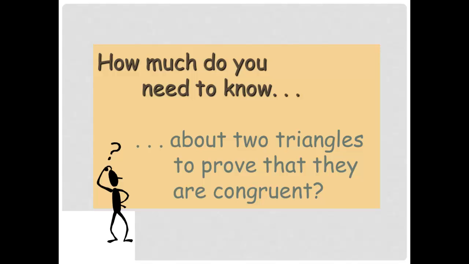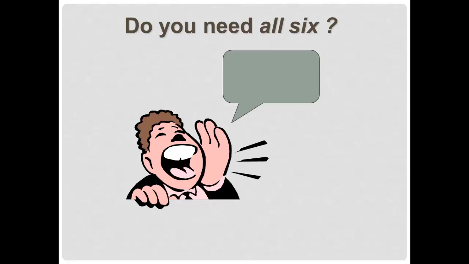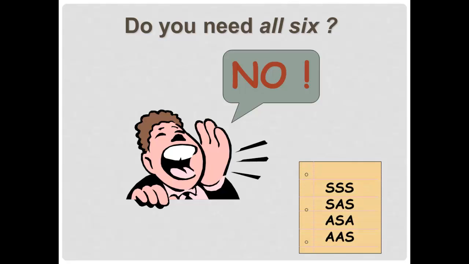So how much do you need to know about two triangles to prove they are congruent? Do you need all 6 parts congruent to say the triangles are congruent? No. We looked at 4 congruence theorems with 3 parts each that showed triangles were congruent. Let's look at each one of them.